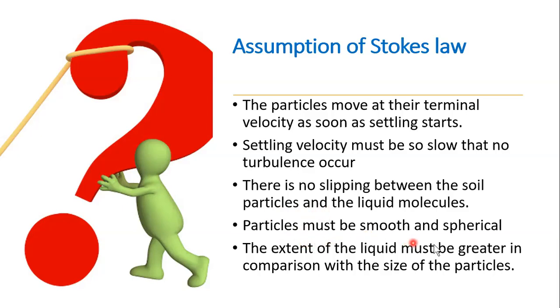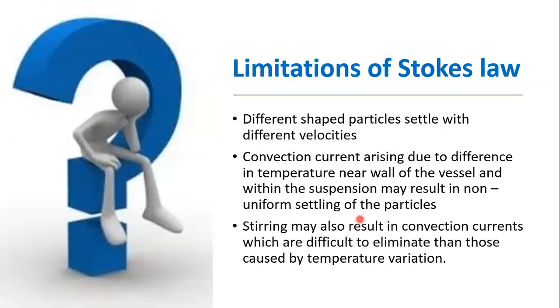Then particles must be smooth and spherical. So generally they are also not very smooth and spherical. There are some smooth and spherical ones as well, but we assume that all are smooth and spherical, because they will also affect the movement. The extent of the liquid must be greater in comparison with the size of particles, so that we can manage that. We have a specific calculated amount of water, and then we have a very calculated amount of soil, so that there may not be hindrance.